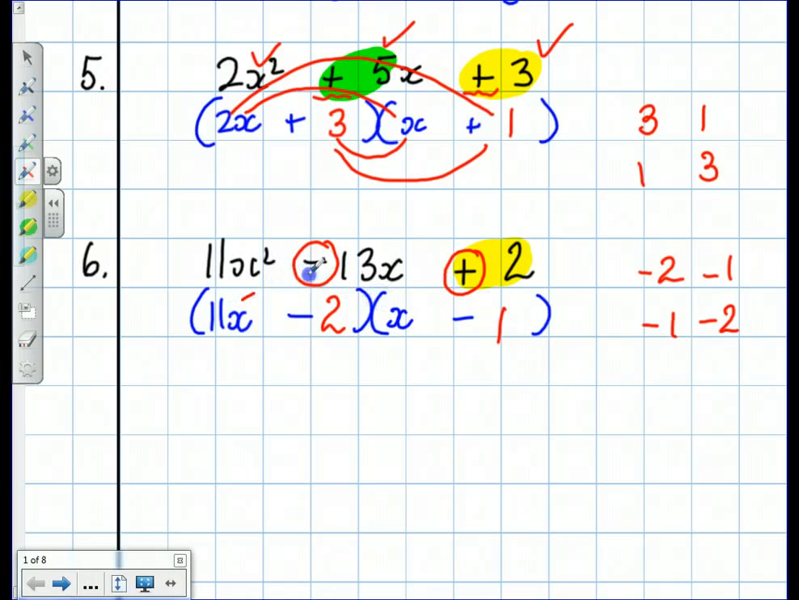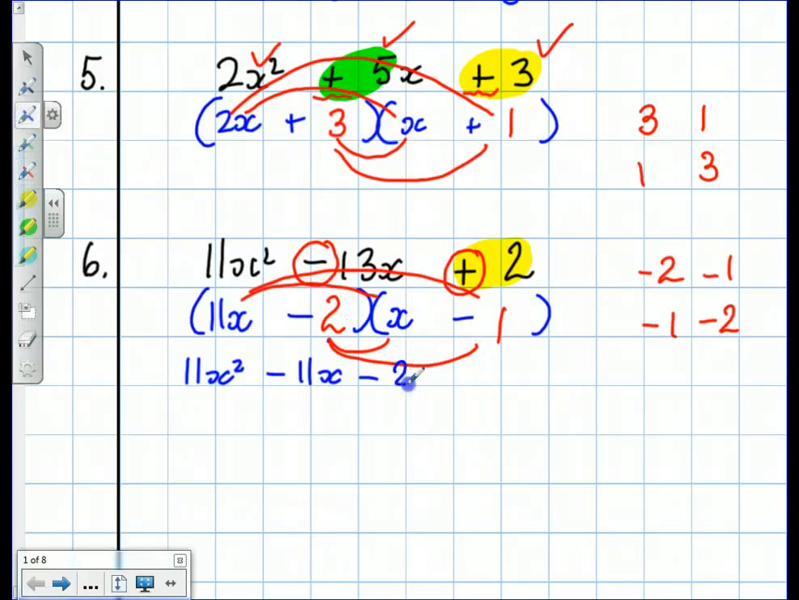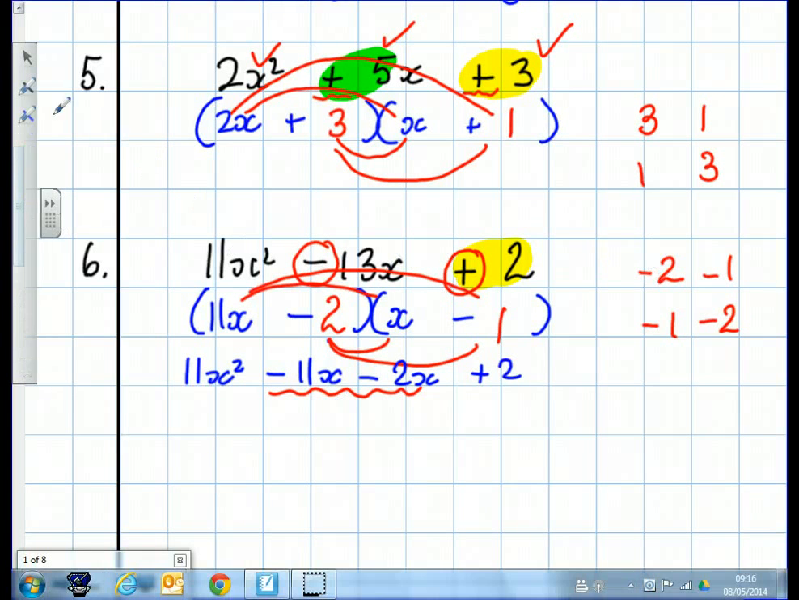Here's top and tailing. So when I multiply it out, you get 11x times x, 11x squared. You get 11x times minus 1, minus 11x. You get minus 2 times x, which is minus 2x. And you get minus 2 times minus 1, plus 2. And yes, these here combine to give me minus 13x. I got lucky there. Right, I'll just try one more.